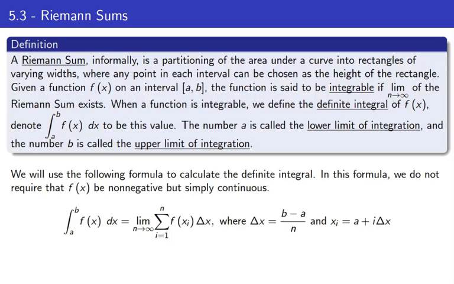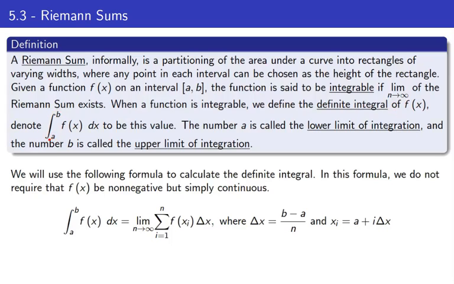Anyway, so what we do is if we can calculate a limit as n goes to infinity of such a sum, we call the function integrable. Integrable is more or less the idea of we can find the area under the curve. Pretty much every function we've talked about is integrable, and as long as the function is continuous, it is integrable. When a function is integrable, we're going to call this the definite integral.